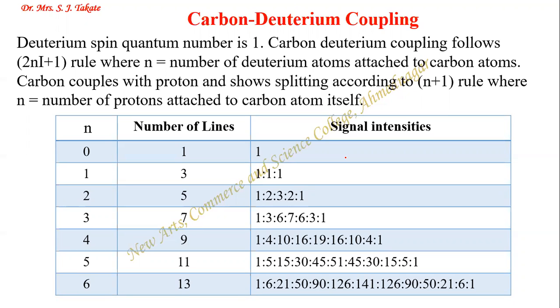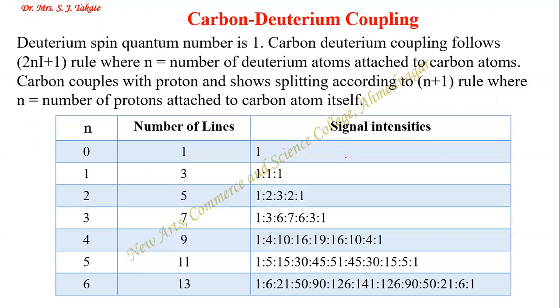Spin-spin coupling is the important part of NMR spectroscopy. Deuterium coupling with carbon and deuterium coupling with proton is an interesting topic in NMR spectroscopy. This is because deuterium and proton, even though they are isotopes of one another, do not have the same spin quantum number. Proton has spin quantum number half, while deuterium has spin quantum number 1. Therefore, the splitting pattern and the line intensity for deuterium and proton are different.